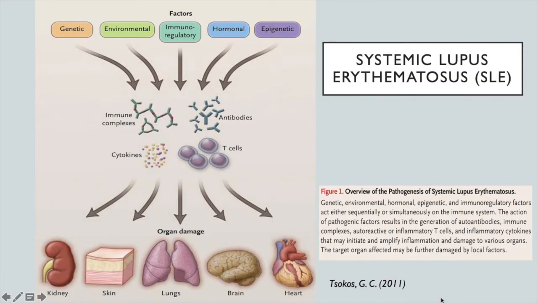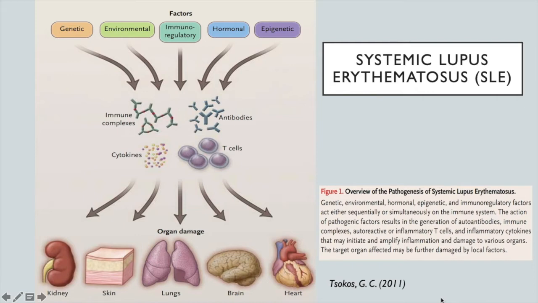Back to today's case discussion on cerebral lupus. In order for us to understand cerebral lupus, first we need to know what SLE is, what its pathogenesis is, as well as how it involves our systemic organs. So firstly, what is systemic lupus erythematosus?